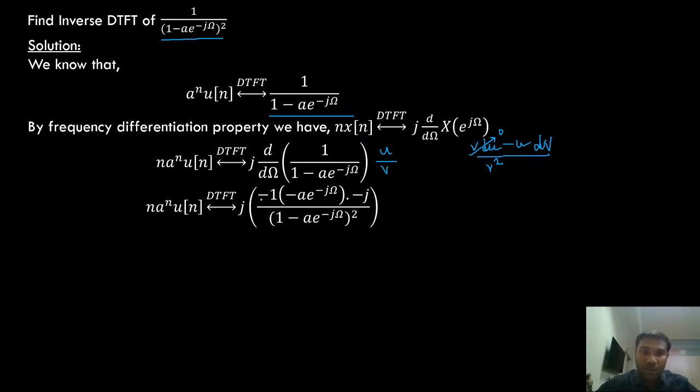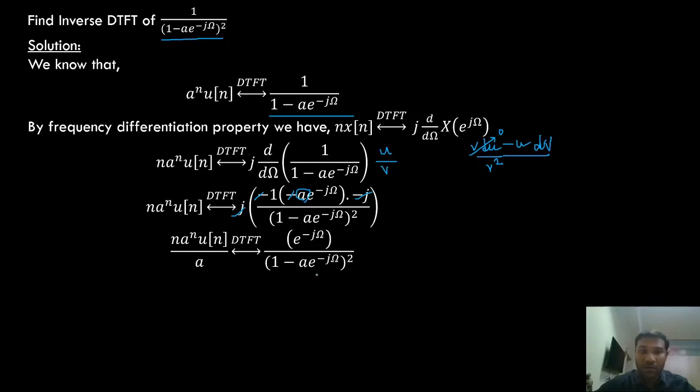So here I will simplify this. j n minus j is going to become 1, and this minus and minus gets cancelled. So I have a into e power minus j omega divided by 1 minus a into e power minus j omega. This a here, I am taking it to the other side, so divided by a on my left hand side.